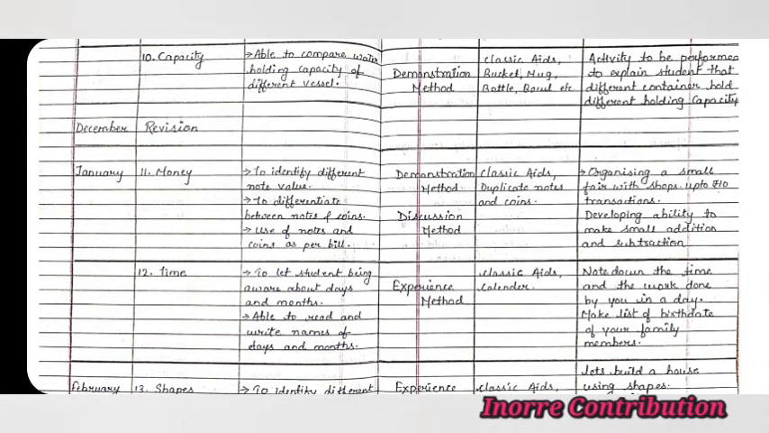Chapter 12, time. Learning outcome: to let students be aware about days and months, able to read and write names of days and months. Method: experience method. TLM: classic aids, calendar. Activity: note down the time and the work done by you in a day. Make a list of birthdays of your family members.